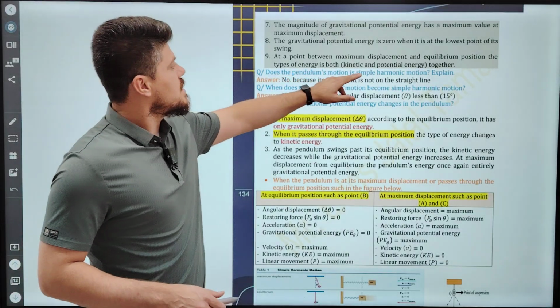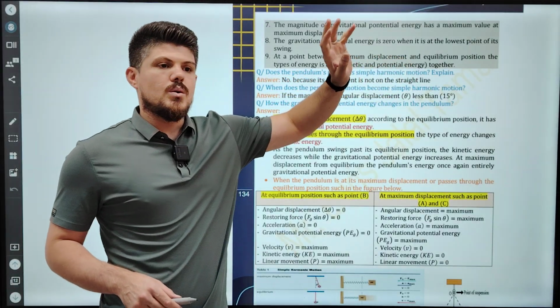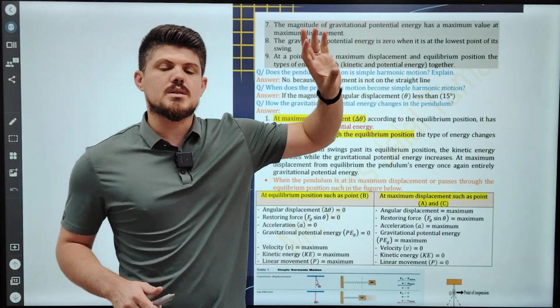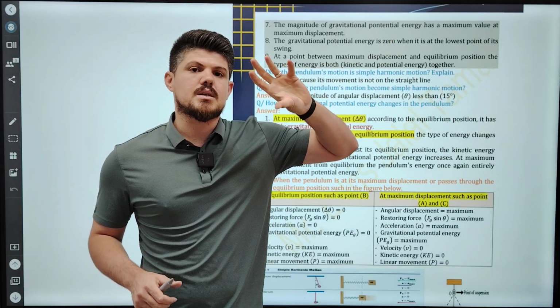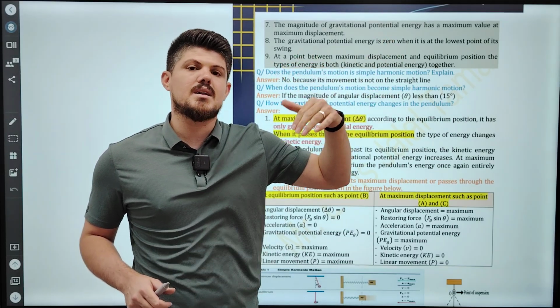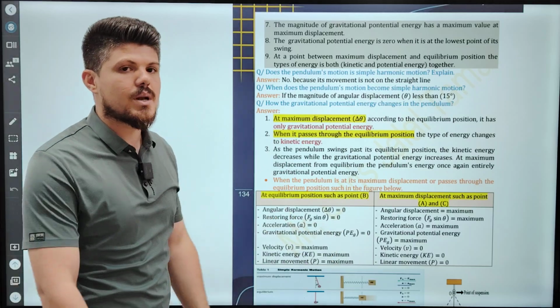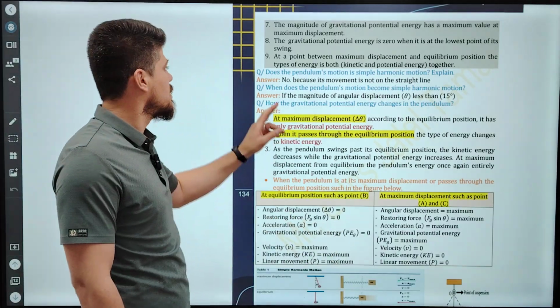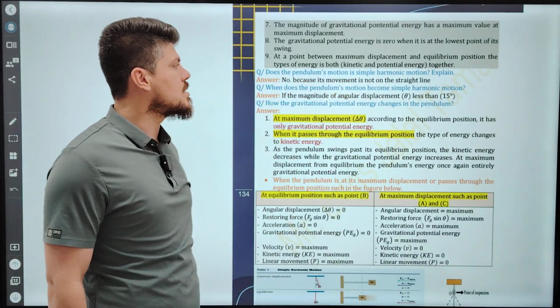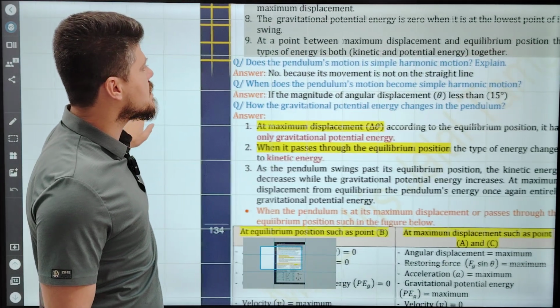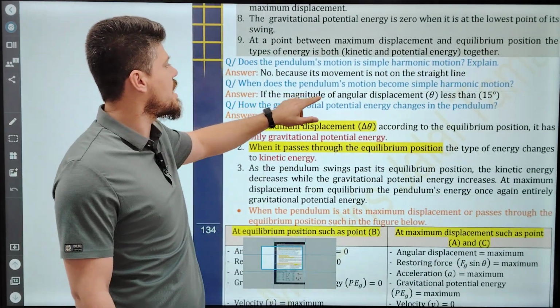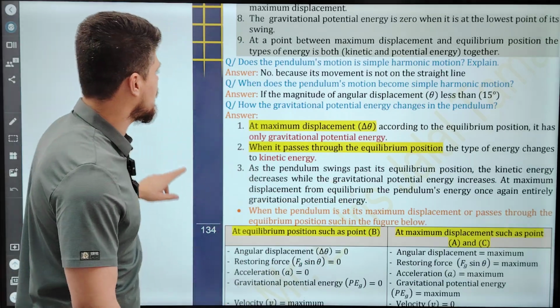Does the pendulum's motion is a simple harmonic motion? No. We cannot say the pendulum's motion is a simple harmonic motion because it has a condition. In the case when the angle is less than 15 degrees, it becomes a simple harmonic motion, otherwise not. No, because this movement is not on a straight line. When does the pendulum's motion become a simple harmonic motion? If the magnitude of the angular displacement is less than 15.